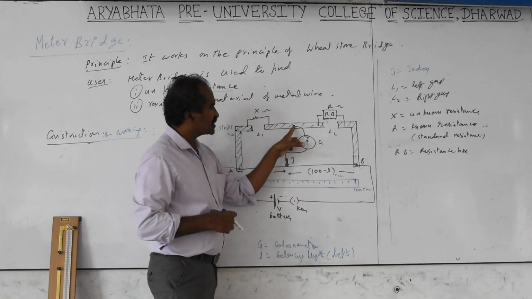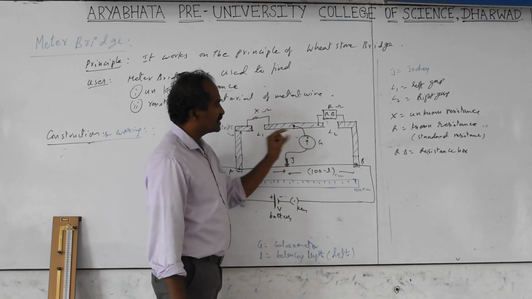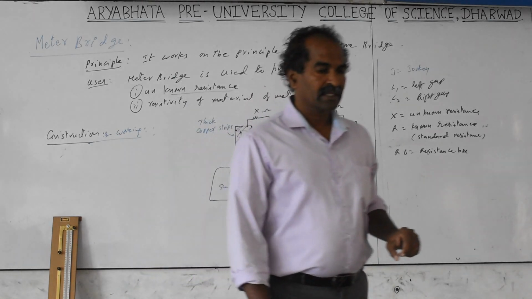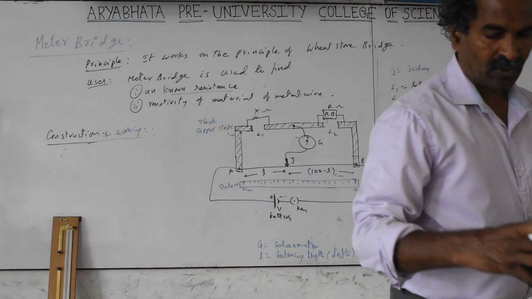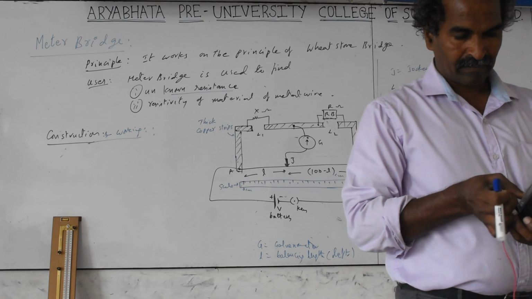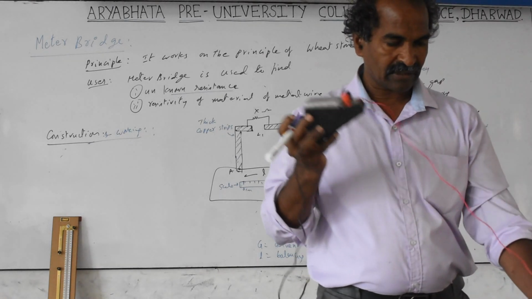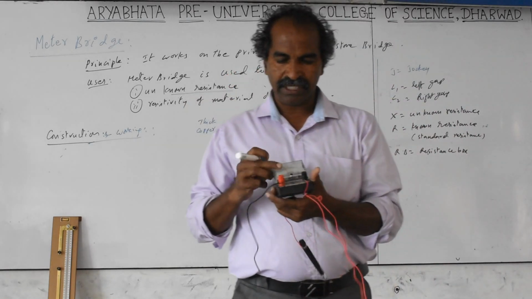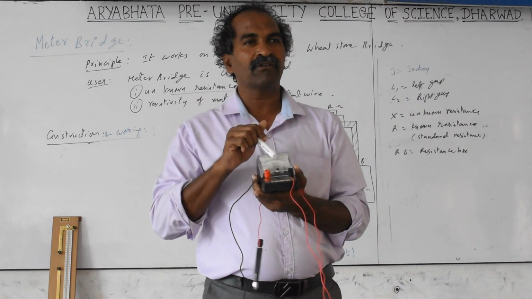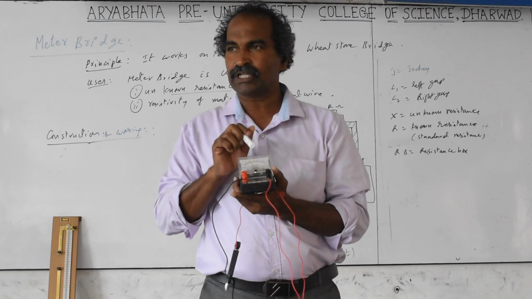In the middle of this, you take the galvanometer. A galvanometer is a device used to detect current. The galvanometer has a zero set. Initially, when current is not passing, the needle should show 0 degree, in the center.